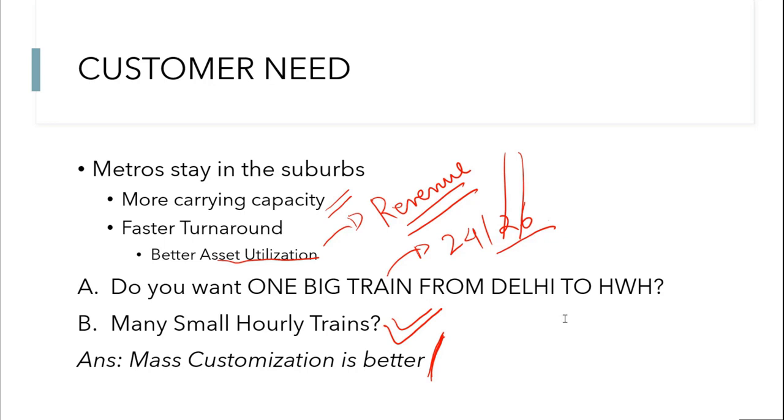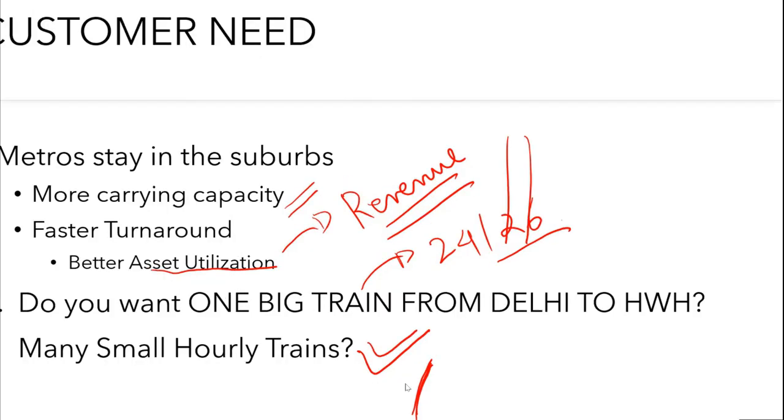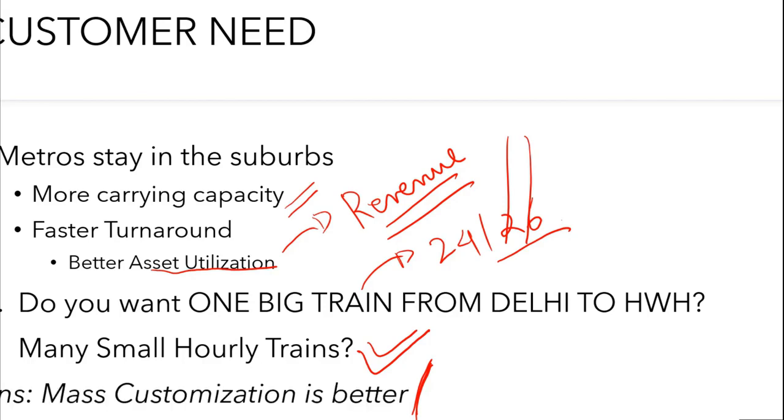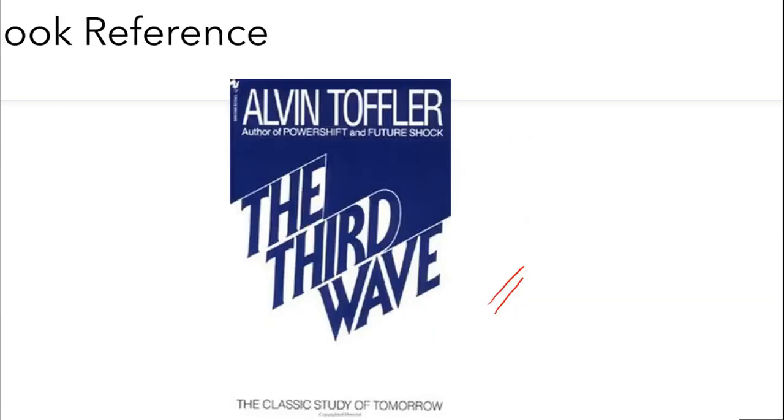I'll just ask you a question. Would you like to have just one train from Delhi to Havana, which runs in the morning, or would you like to have a large number of trains which run frequently throughout the day? I think most of you would opt for the many small hourly trains because we live in an era of mass customization. And those of you who are interested in books, there is this book, The Third Wave by Alvin Toffler, which talks about how manufacturing is gradually moving from mass manufacture to mass customization.